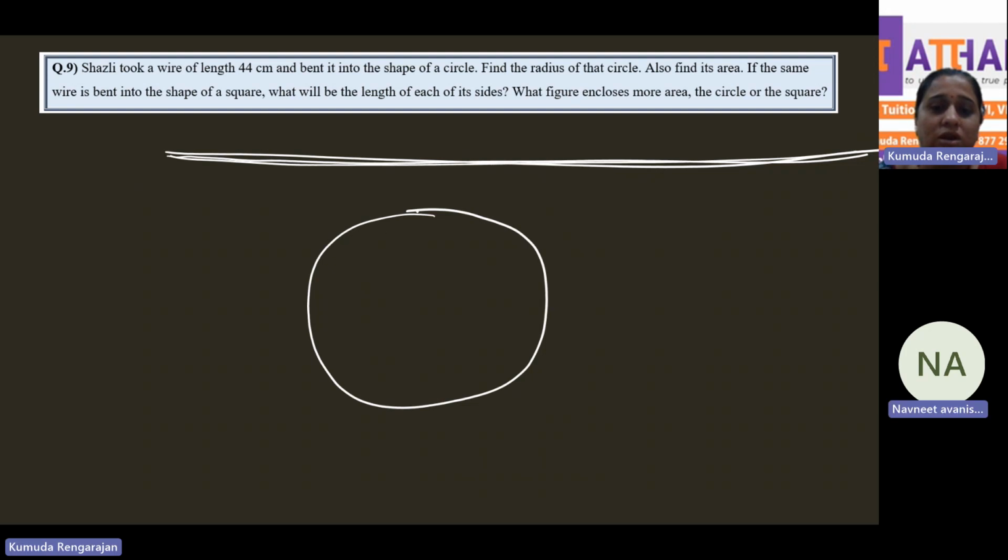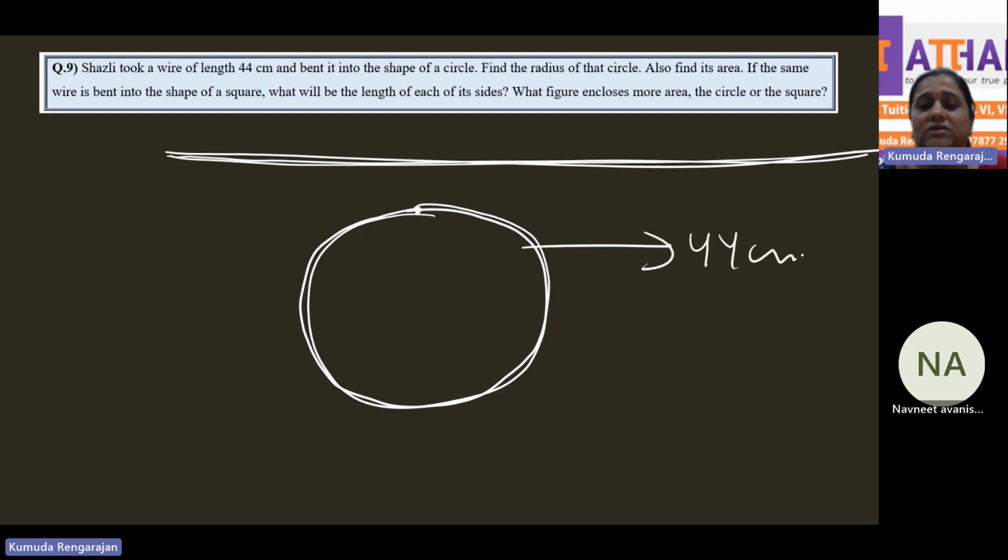So now this is the wire, till here is the wire. So what will be the length of the wire? 44 centimeters. And what is that for the circle? Is 44 the area of the circle or the perimeter of the circle? Clearly, it's a perimeter because it's the length of the boundary. 44 centimeters is the length of the boundary, so it's the perimeter of the circle.